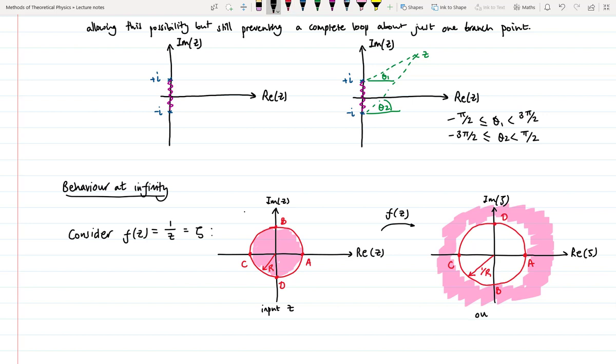This is the output, zeta. We can also add the direction that such a circuit is traversed. On the left-hand side, if it's traversed anti-clockwise, on the right-hand side, it will be traversed clockwise. The left-hand side has center z equals 0. The right-hand side has center zeta equals 0, which corresponds to the point at z equals infinity.